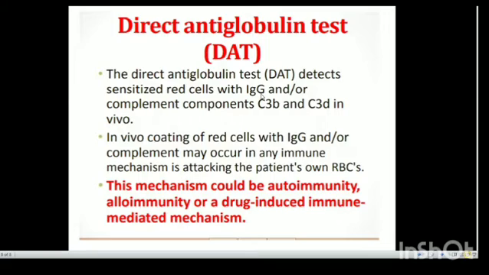Now let's discuss the anti-globulin test. The video part will be shown later in this video. Coming to the explanation, first is the direct anti-globulin test. The direct anti-globulin test detects red cells sensitized in vivo with IgG or complement components, that is C3b and C3d. In vivo, coating of red cells with IgG or complement may occur in any immune mechanism that is attacking the patient's own RBCs. This mechanism could be autoimmunity, or it could be a drug-induced immune-mediated mechanism.